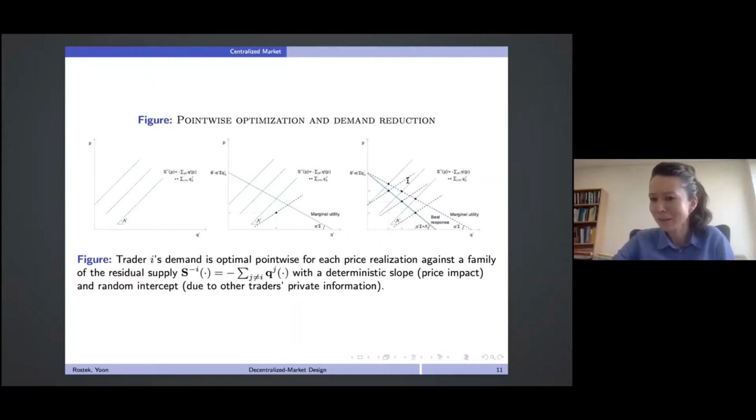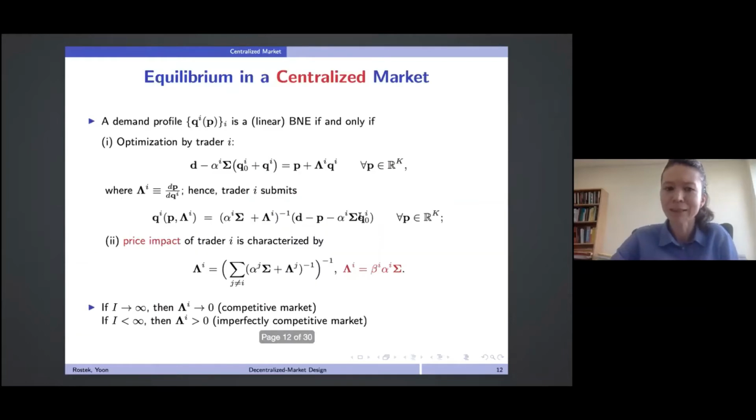For any finite number of traders, my residual supply is not perfectly elastic. In response to my price impact, I reduce my demands. For any given trade, price, I trade less. And second, the equilibrium condition for price impacts is a fixed point in price impact matrices across traders.